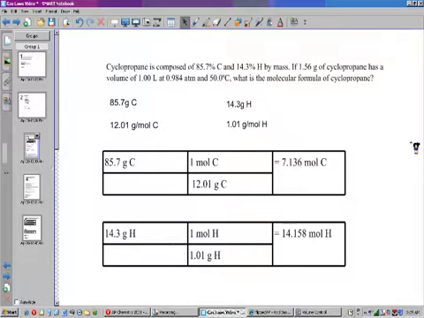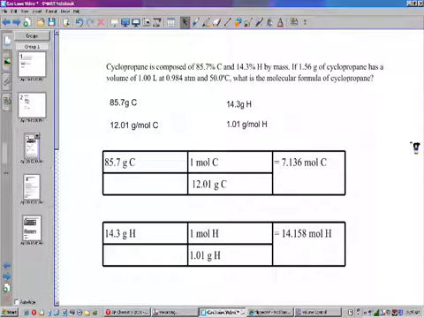One of the problems is: cyclopropane is composed of 85.7% carbon and 14.3% hydrogen by mass. If 1.56 grams of cyclopropane has a volume of 1 liter at 0.984 atmospheres and 50 degrees Celsius, what is the molecular formula of cyclopropane?